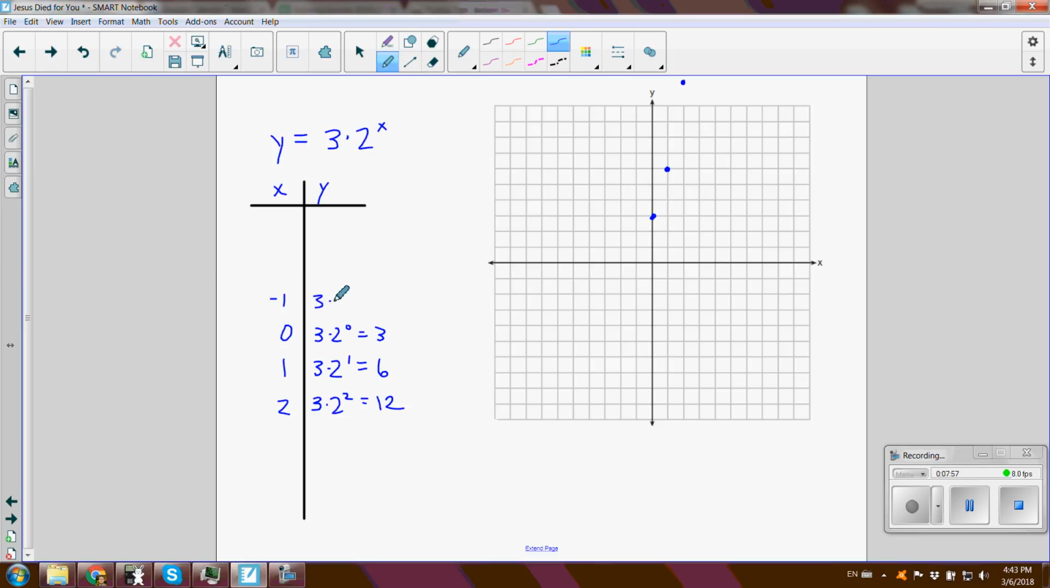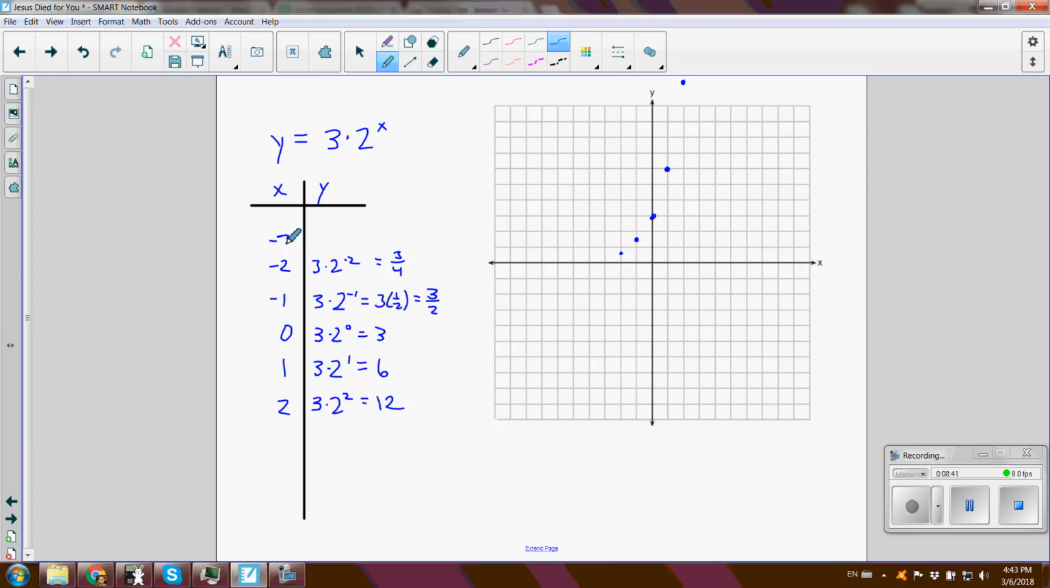Negative 1. 3 times 2 to the negative 1. 2 to the negative 1 is 1/2. So that will be 3/2 or 1.5. Notice, every time we're dividing by 2. So negative 1, 1.5. Negative 2, we're going to keep dividing by 2. 3 times 2 to the negative 2, that's 3 times a fourth. That's going to be 3/4. So negative 2, 3/4.